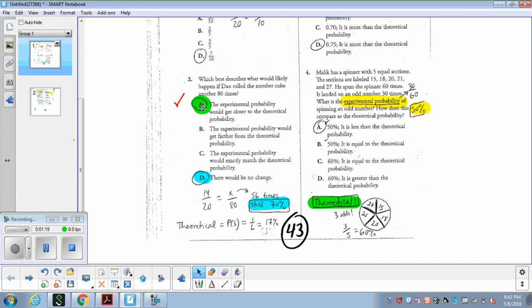And in class, I've talked about a couple of examples where we've gone through the more trials you conduct, the more likely you are to get closer to the theoretical probability.